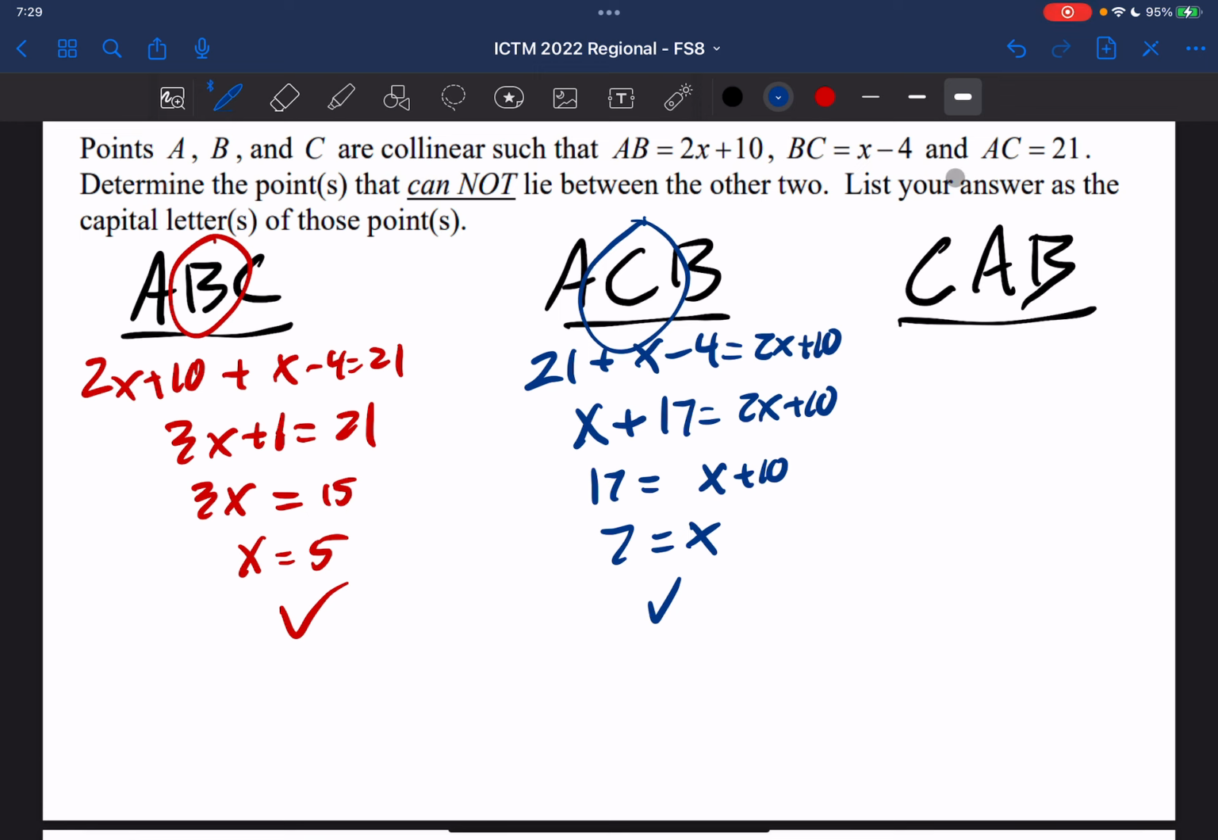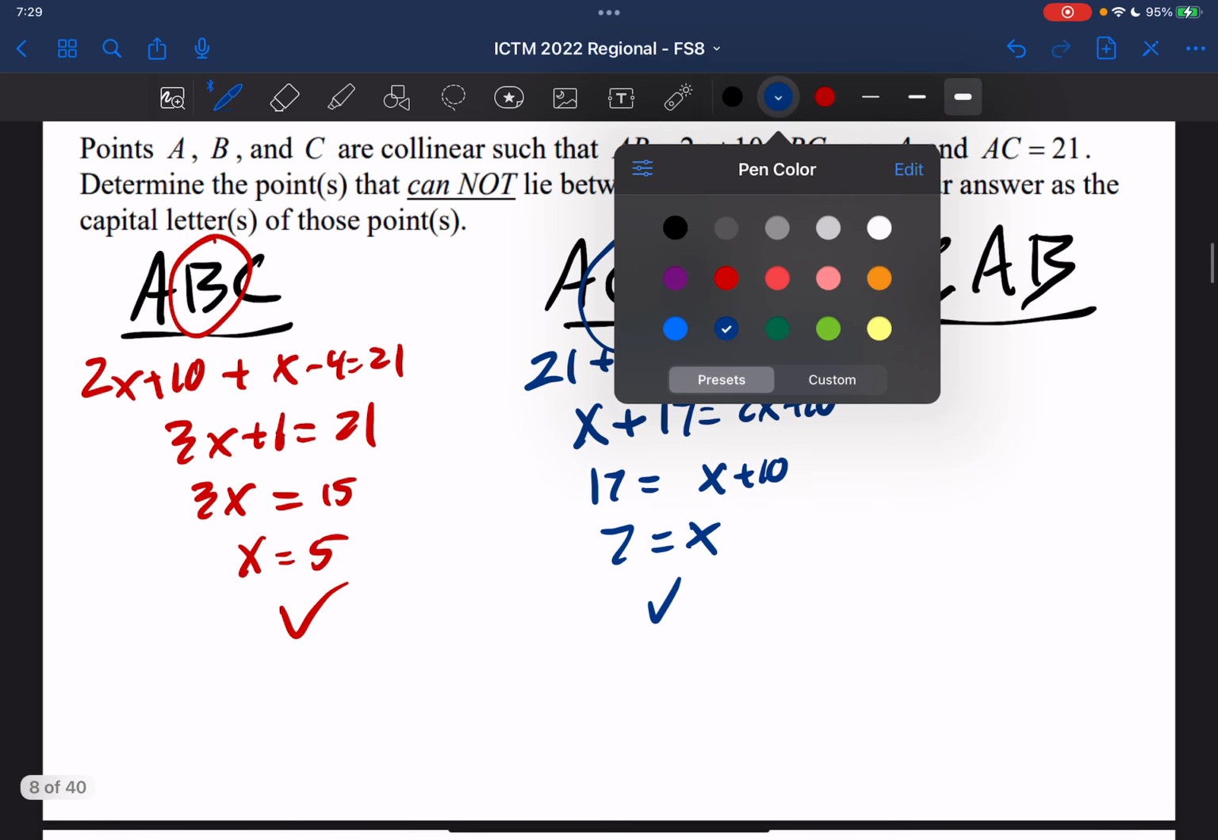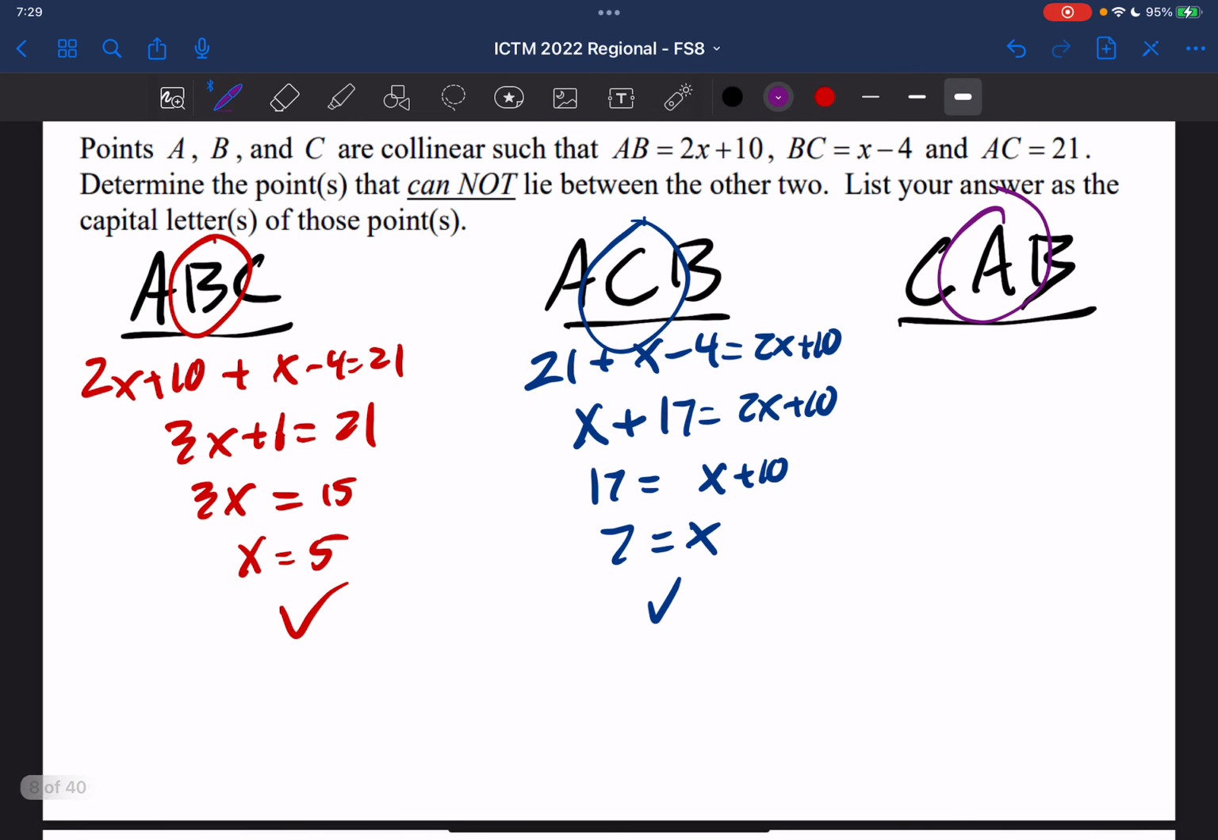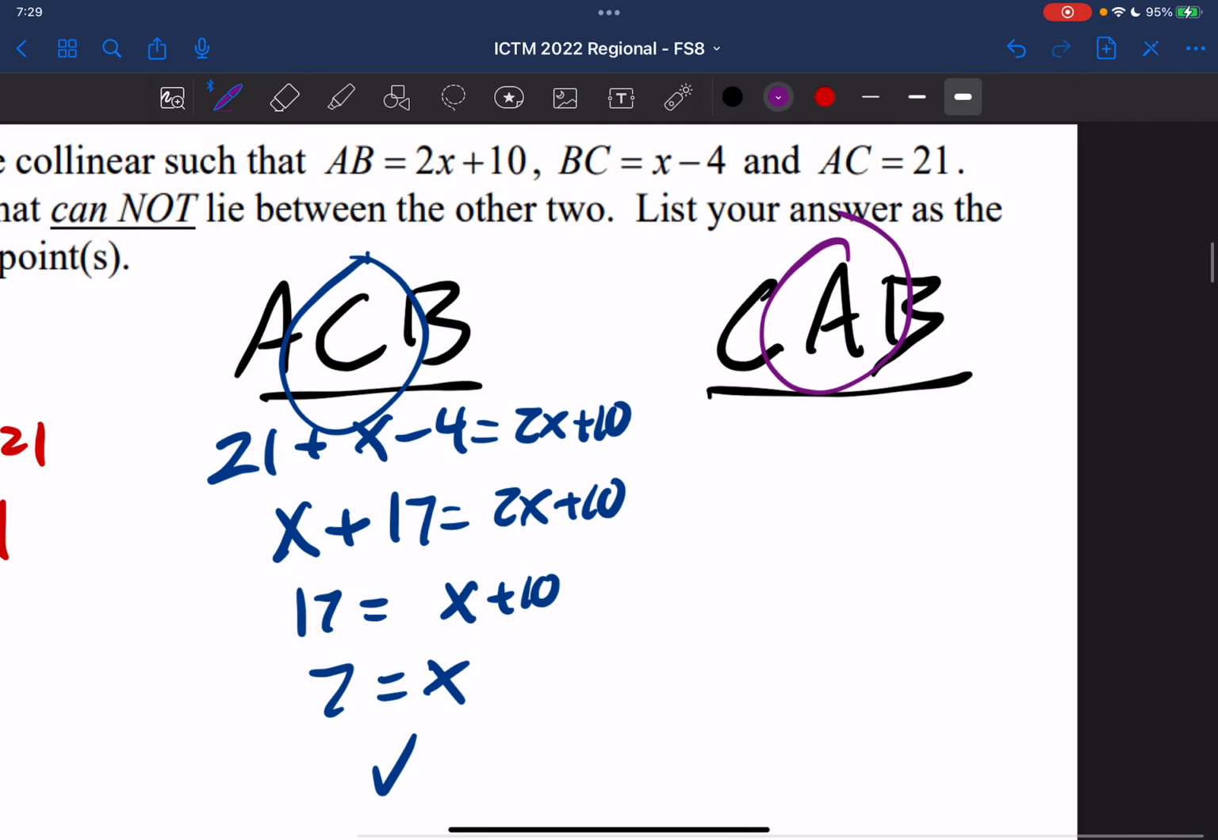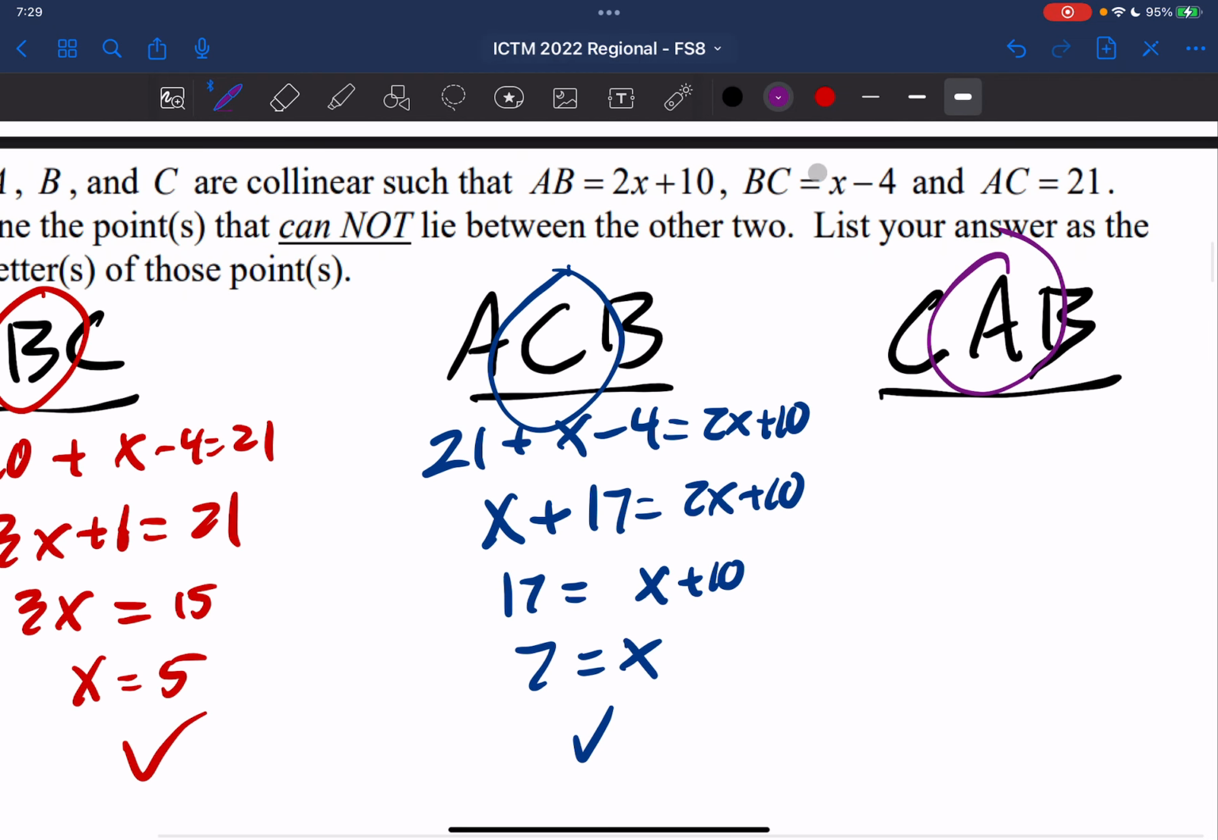Now, they said determine your answer to the capital letters possible. Now, just by the pigeonhole principle, A should be the one that doesn't work, but we got to check it. So AC and AB should equal this. So 21 plus 2x plus 10 equals x minus 4. So we have 2x plus 31 equals x minus 4.